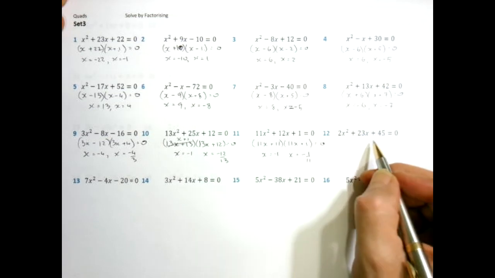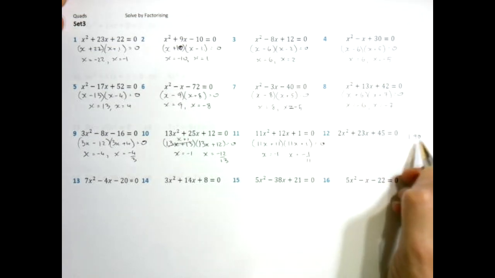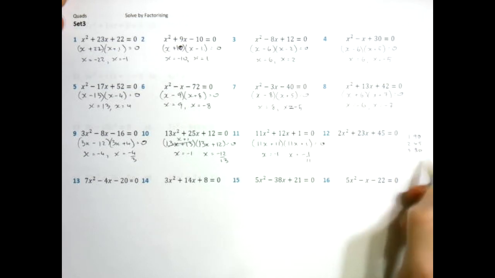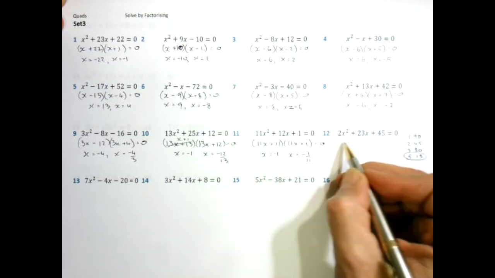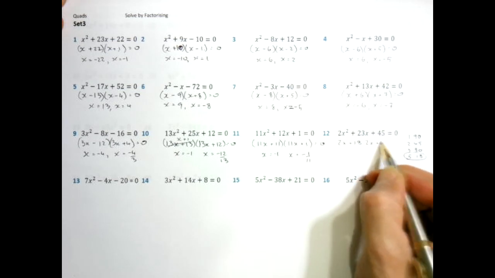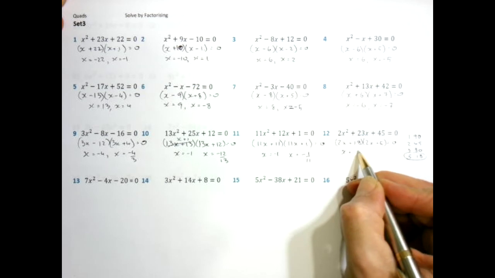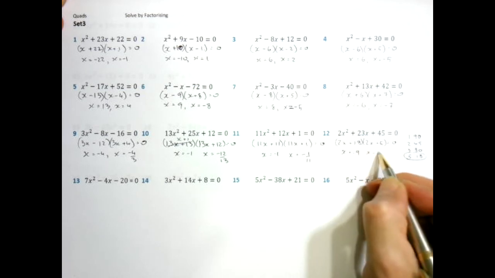2 45s are 90, factors of 90 which add up to 23. 1 and 90, 2 and 45, 3 and 30, actually 5 and 18, they add up to 23. 2x plus 18, 2x plus 5 equals 0. x equals minus 9, x equals minus 5 over 2.